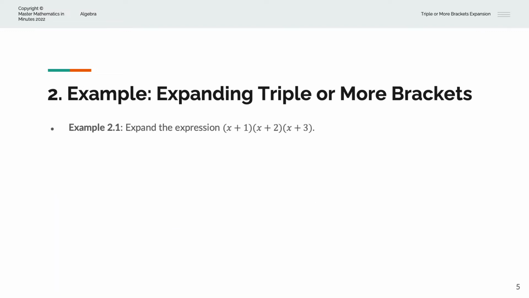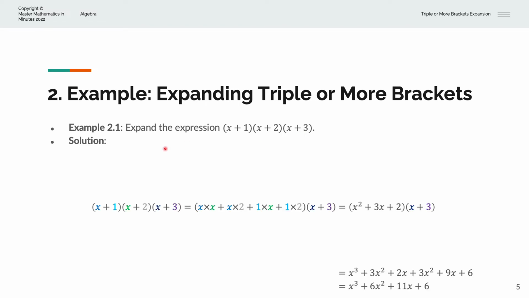In the first example, we're asked to expand the expression (x + 1) multiplied by (x + 2) multiplied by (x + 3). The first step is to expand the first 2 brackets. So we have x multiplied by x as the first term, x multiplied by 2 as the second term, 1 multiplied by x as the third term, and 1 multiplied by 2 as the fourth term. And we'll copy the (x + 3) across. So we've reduced 3 brackets down into 2 brackets. And we can continue to expand these 2 brackets further.